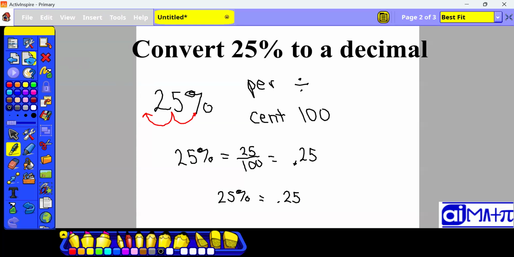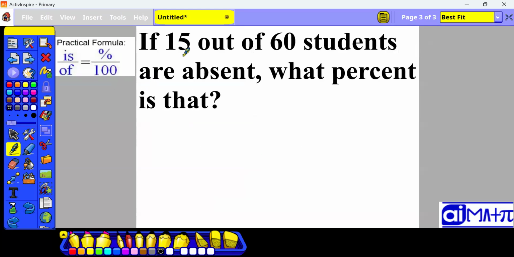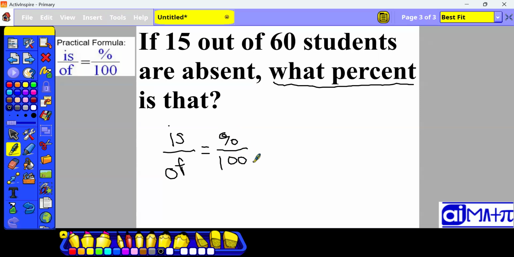Our final question here in the guided practice. If 15 out of 60 students are absent, what percent is that? And we're going to focus on this part of the question. I always want to look at what they're asking you to provide. So we don't know the percent. Again, our formula is over of, is what you should write down. That's equal to percent over 100.